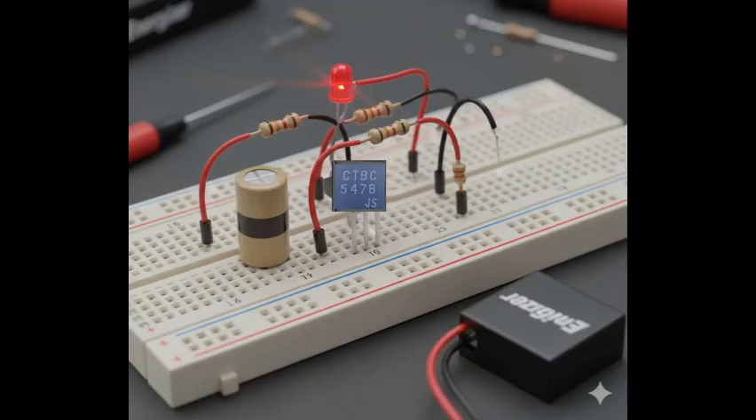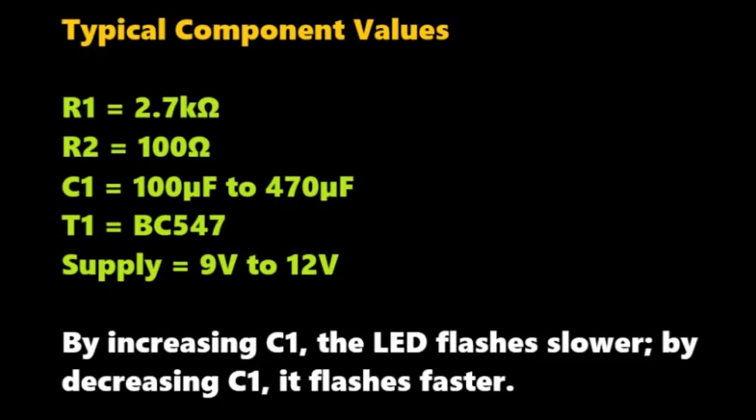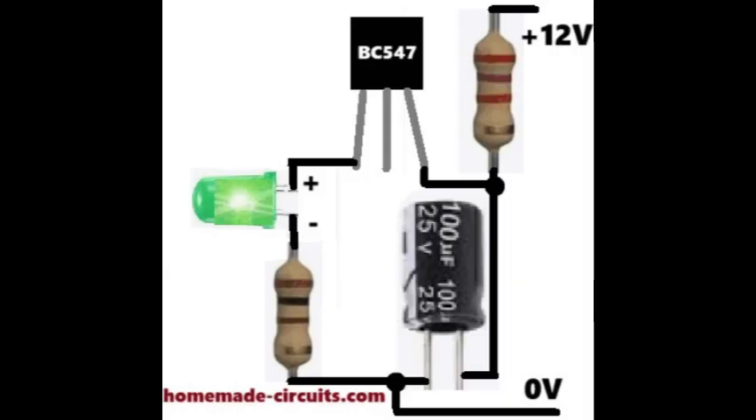So in this video we will learn how to build a simple single BJT LED flasher circuit and also learn its circuit functioning. Making this circuit is very simple, and you will just need the following few components, and assemble them as per the shown circuit diagram. Now let's understand how the circuit works.